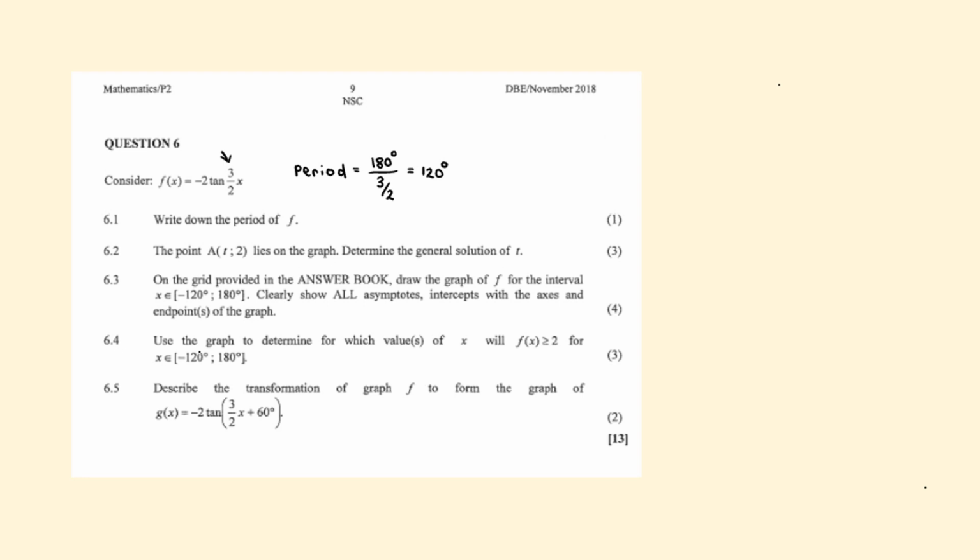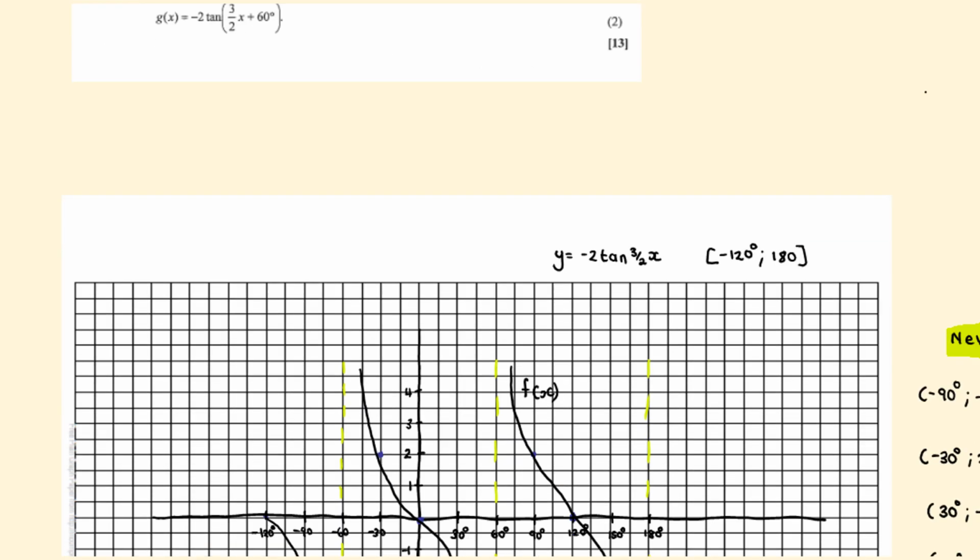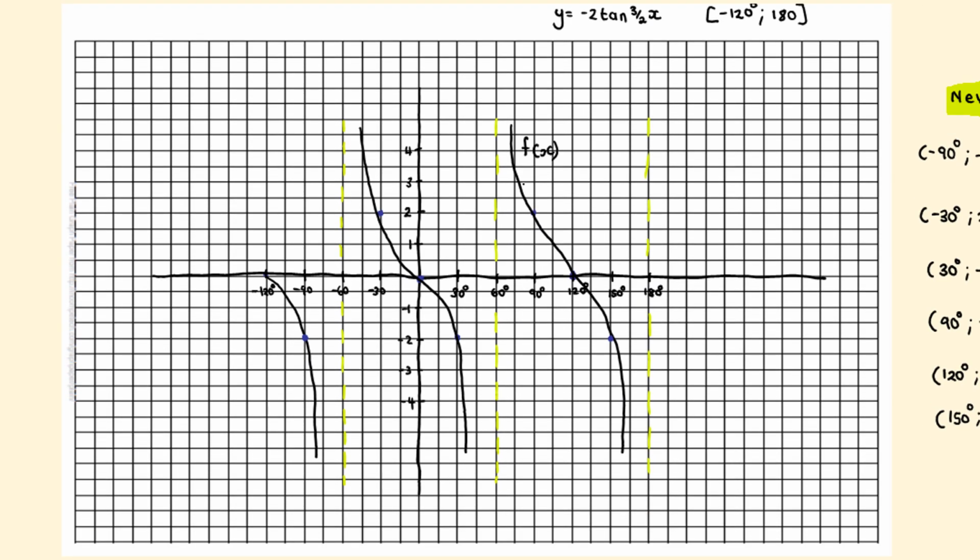Question 6.4 says use the graph to determine when f of x is going to be greater than or equal to 2. So we go back to the graph, and we see that the graph is greater than or equal to 2, firstly between -60 degrees and -30 degrees. That's the first time that that condition is met. The second time that that condition is met is between 60 degrees and 90 degrees. Right. So now we just need to write this down in mathematical words.